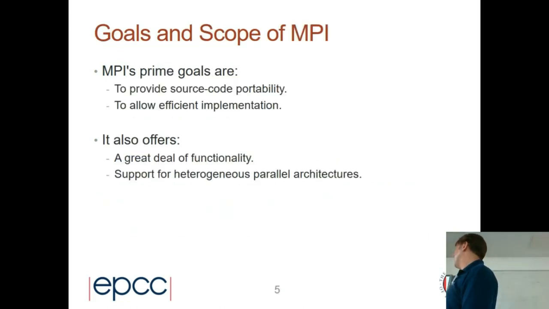The goals and scope of MPI: provide source code portability. That means that if you write a correct MPI program and link it against an MPI library on your laptop, you can compile the same program on the world's largest supercomputer, link against their MPI library, and it will run. It's also there to allow efficient implementation. There's no point providing functionality in MPI which is nice to use but inefficient, because there's no point in doing parallel programming if it's not efficient. It offers a lot of functionality, way too much functionality. This is the MPI standard. It's ridiculously big. Most people use about 10 function calls. This is over 700 pages.